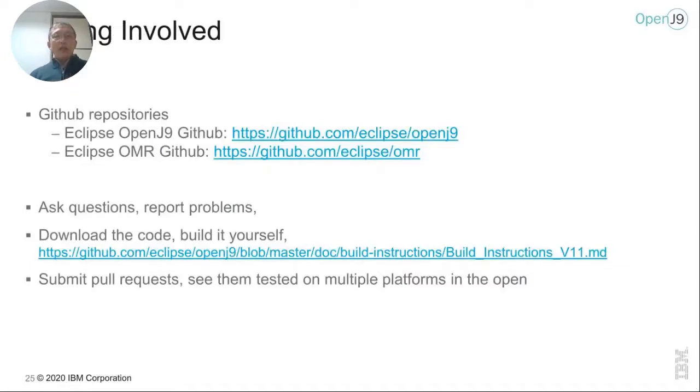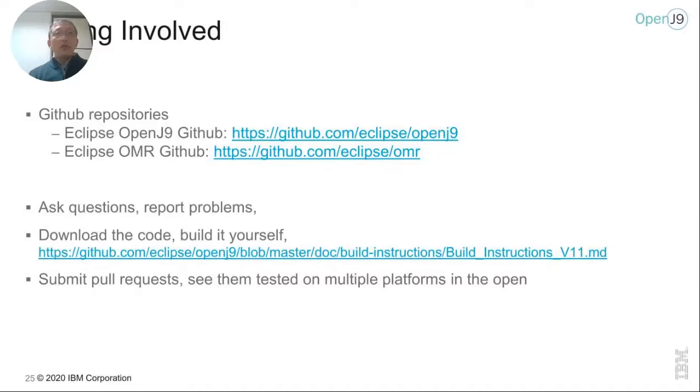And the OpenJ9 community welcomes your participation to the project. There are GitHub repositories for OpenJ9 and OMR. You can open issues and pull requests there. And if you want to build OpenJ9 binaries yourself, go to this document shown in this page for build instructions.